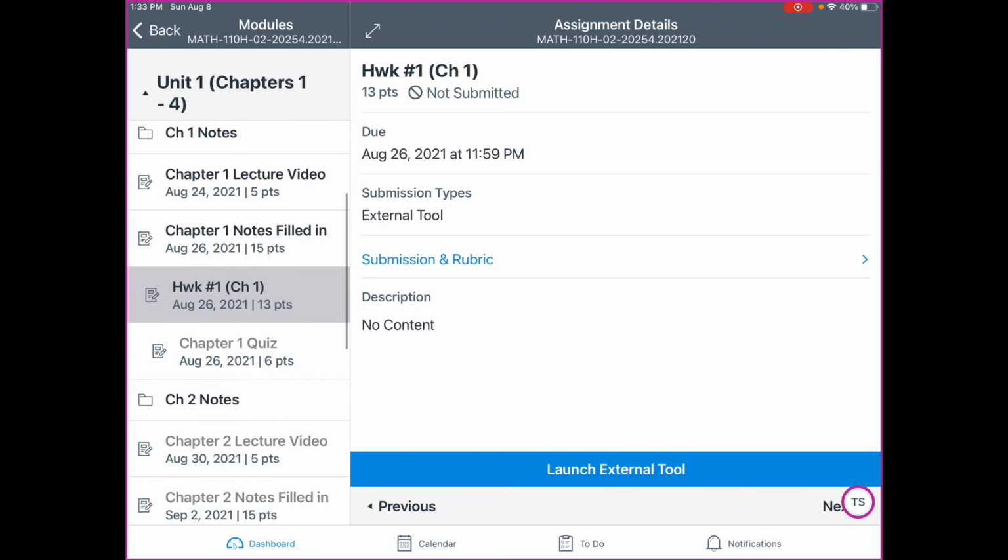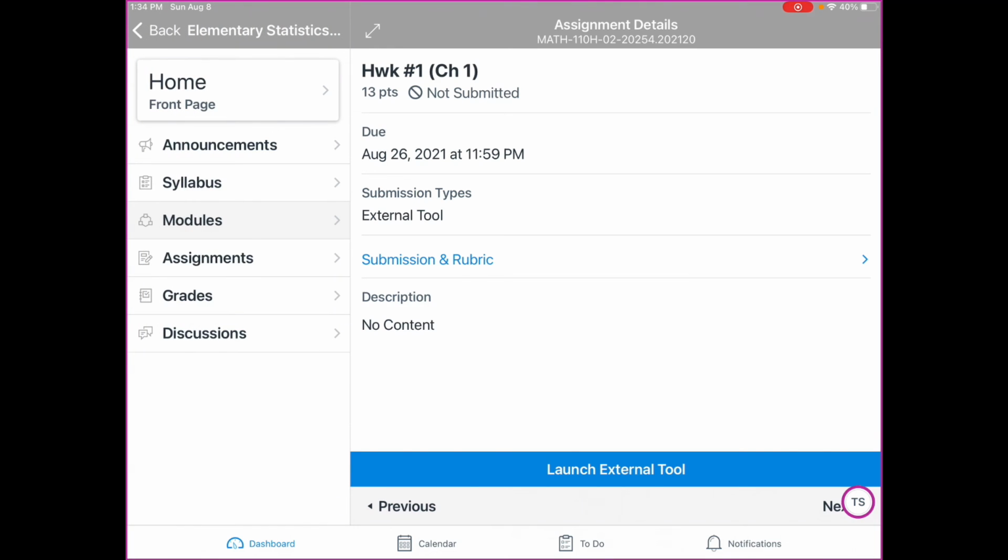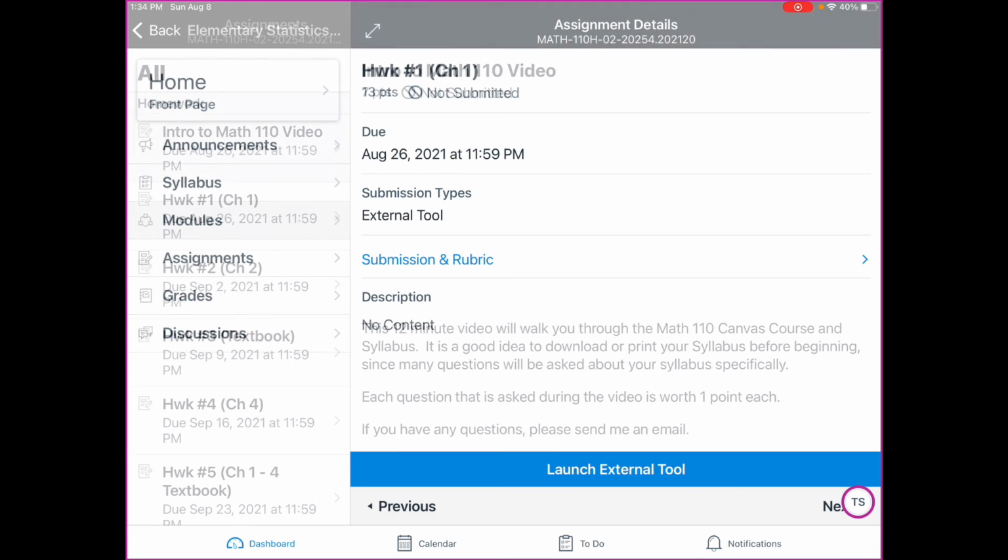We also have listed on here our quizzes. The quizzes, again, do not open until Wednesday morning, and so that will not be available yet to you. And then again, it starts all over with Chapter 2 material. So this is in our modules, Unit 1. And as we continue on through each week, that new material for the week will open up.